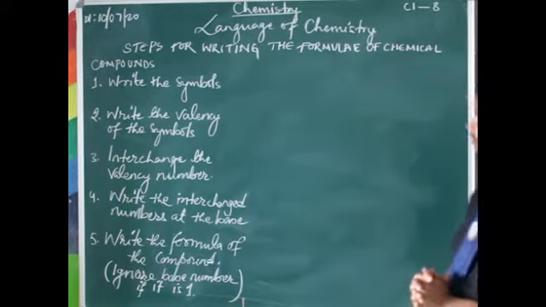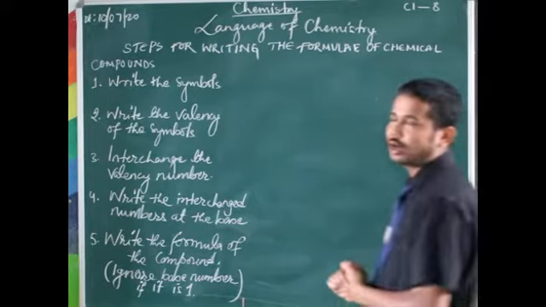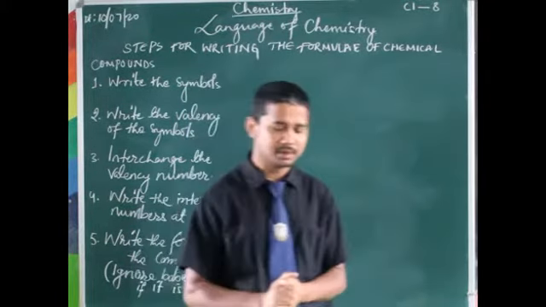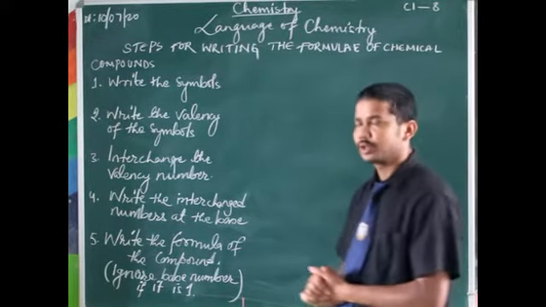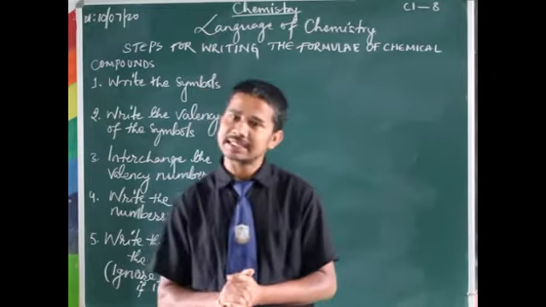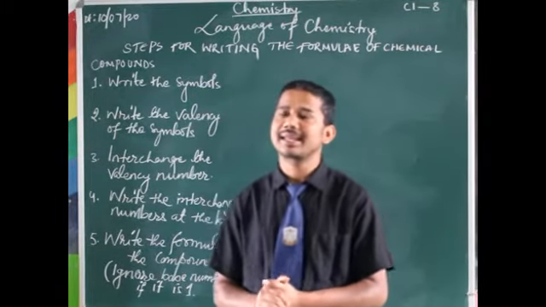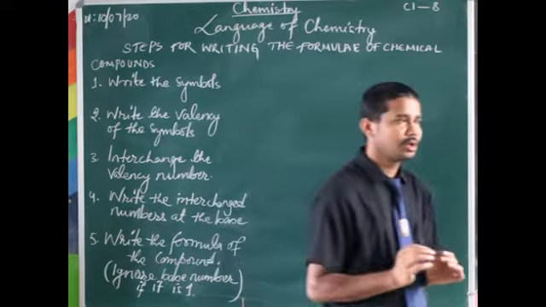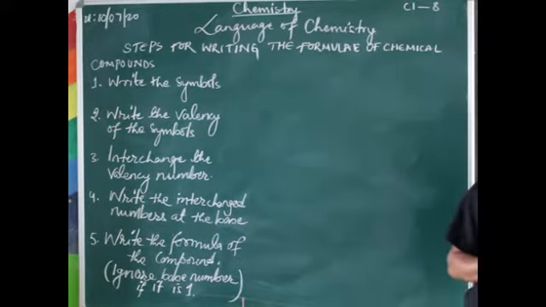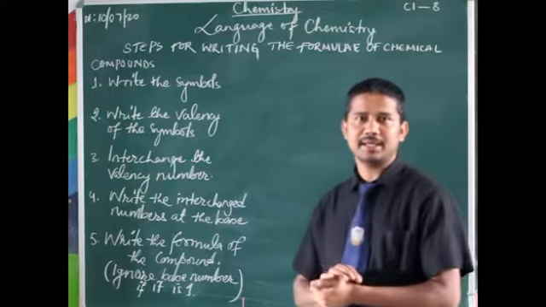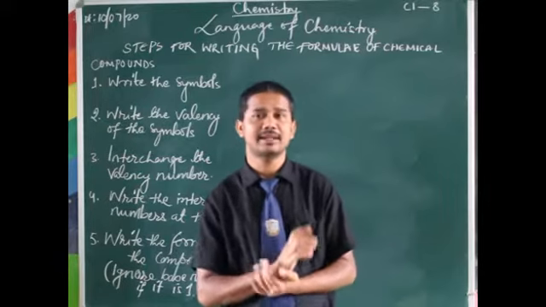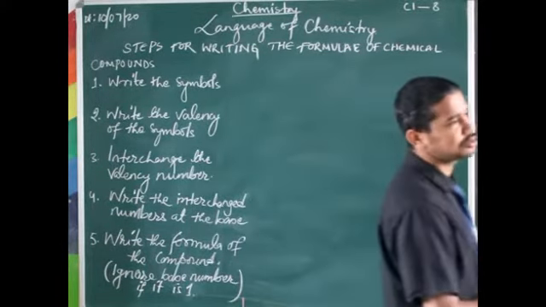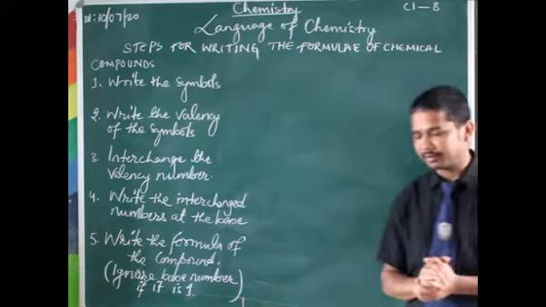So, last time we were doing symbols of elements. Then we have learnt about radicals also. Then we learnt about valency also. And then last class I told you to learn symbols of elements and the radicals, and their valencies, in order to write the molecular formula of a compound.